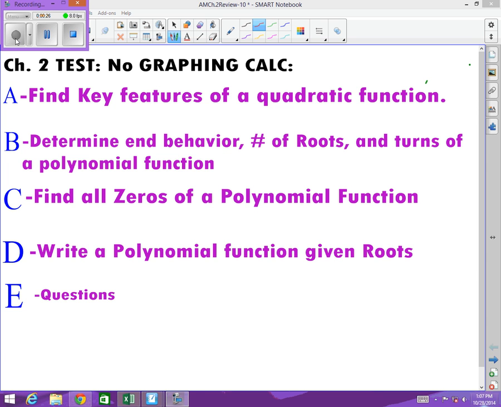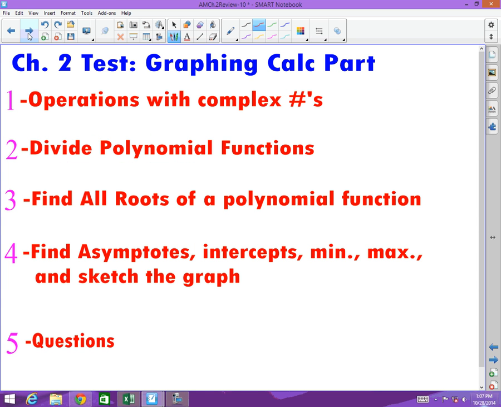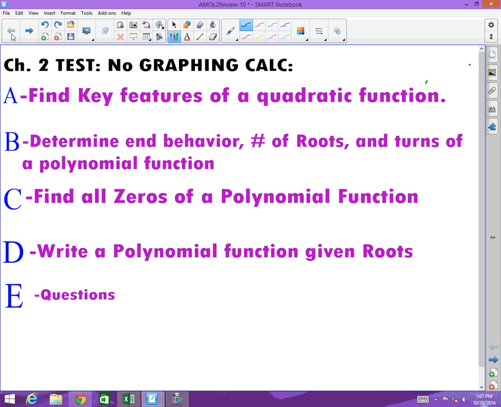Then on the second part, you have operations with complex numbers, divide polynomial functions, find all roots of a polynomial function, find asymptotes, intercepts, minimums, maximums, and sketch the graph of some rational function, and then some other questions. So let's look at some examples of all of the different things. These numbers and letters off to the left represent the questions that we are going to do in this little review.